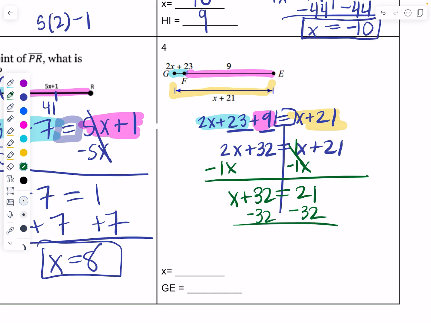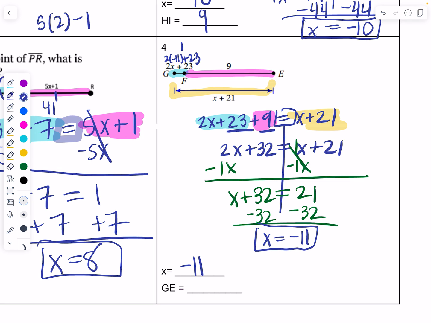And so what do you get? What is 21 minus 32? That is going to give us negative 11. Again, that's not saying the length of the segment is negative. It's saying that the value of x is negative. So what is x? X is equal to negative 11. What is G to E? It wants me to actually plug that in. What is 2 times negative 11 plus 23? 2 times negative 11 gives me negative 22, and that plus 23 gives me 1.